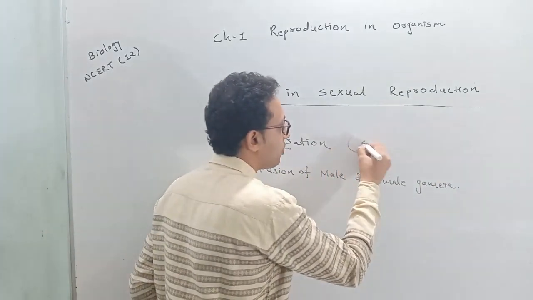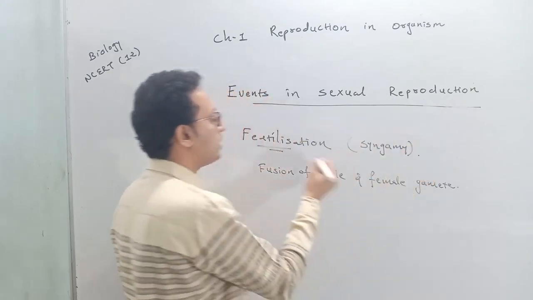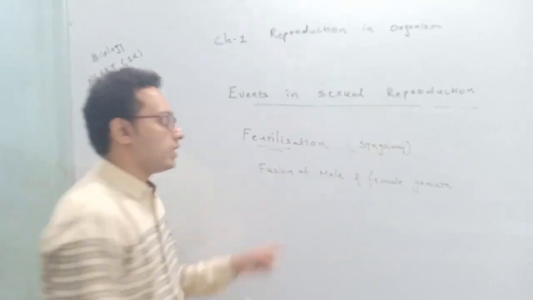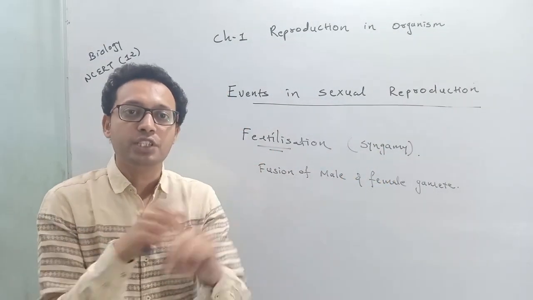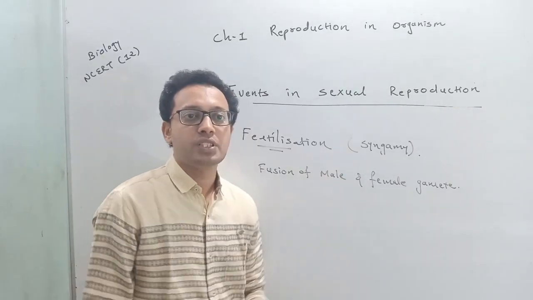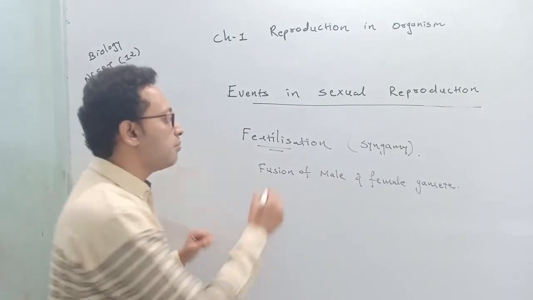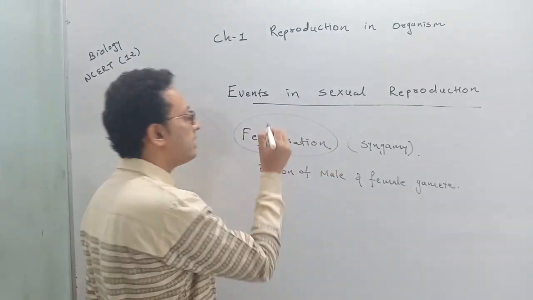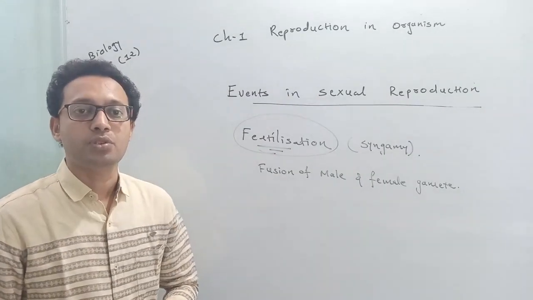Fertilization can also be called syngamy. What's another name of fertilization? Syngamy. So we are using these two terms, fertilization and syngamy, interchangeably, or you can say they are similar terms. So what is fertilization? Fusion of male and female gametes, and this is the main vital event in sexual reproduction. It is the critical event in sexual reproduction.